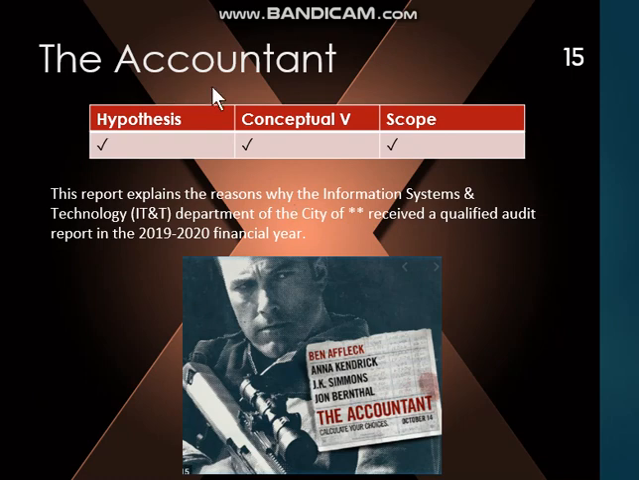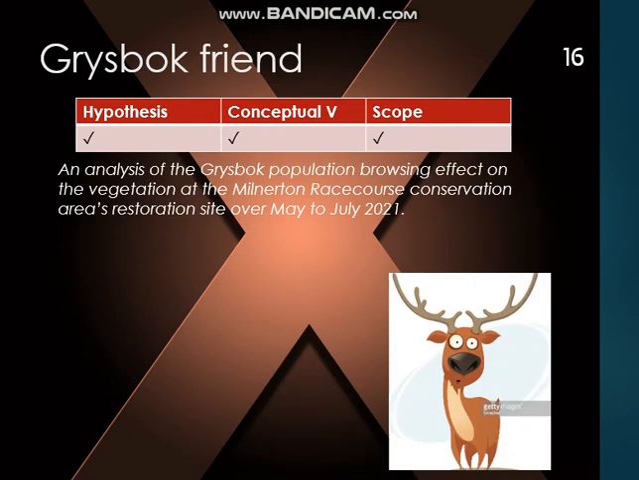And then the accountant, the name I gave to this particular one. This report explains the reasons why the Information Systems Technology Department of the City received a qualified audit report in this financial year. Notice that. Here's another one: analysis of Facebook population, browsing effect and vegetation, the Mulliton Racecourse Conservation Areas Restoration Site over May to July 2021.